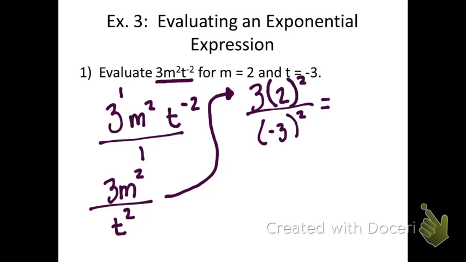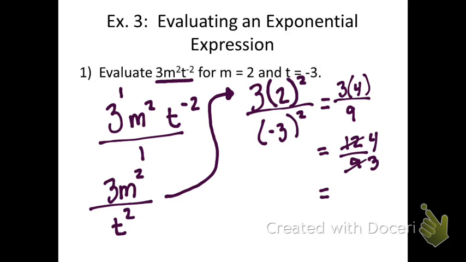So simplify, PEMDAS. Parentheses, no parentheses we could work with. There are exponents now. So we have 2 squared is equal to 4, so it's 3 times 4 in the numerator. In the denominator we have -3 squared, so it's going to be 9. Simplifying, multiplication, 3 times 4 is 12 over 9. We could simplify that. We know that 3 goes into 12 4 times, and 3 goes into 9 3 times, so this is like 4/3. This is an improper fraction, so we could make it a mixed number as 1 and 1/3 is your final answer.